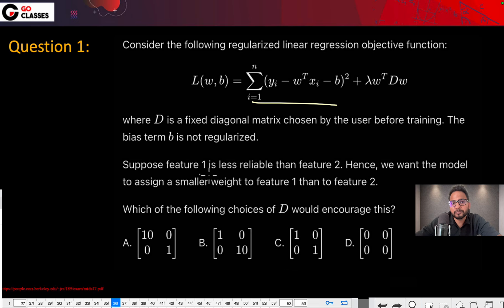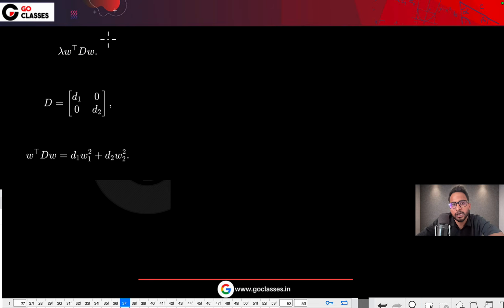That's fine. Suppose feature 1 is less reliable than feature 2. Hence, we want the model to assign a smaller weight to feature 1. So, firstly, let me just open up this D. There are two features only, feature 1 and feature 2. Let me open up this D, I mean D1, D2, and let me see what happens if you have this and then multiply with the D.